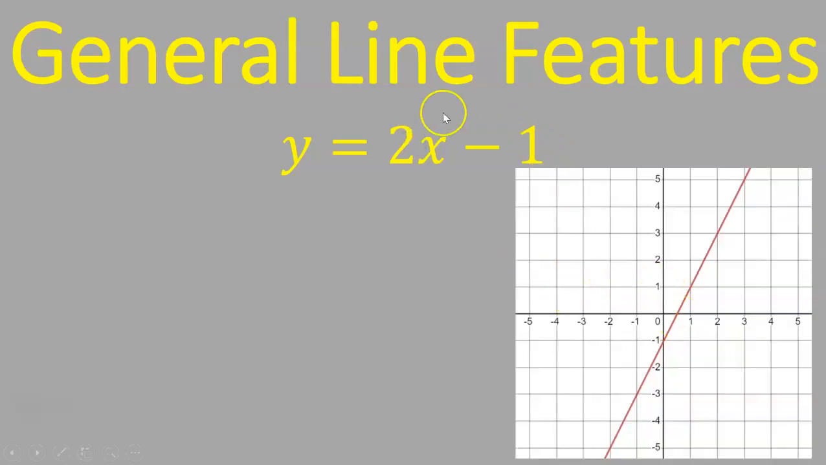Just a quick review. If you're in slope-intercept form, you're going to take this -1. You're going to put that onto the y-axis here. Then you're going to treat this like a fraction, 2 over 1. You're going to go up 2 and over 1.